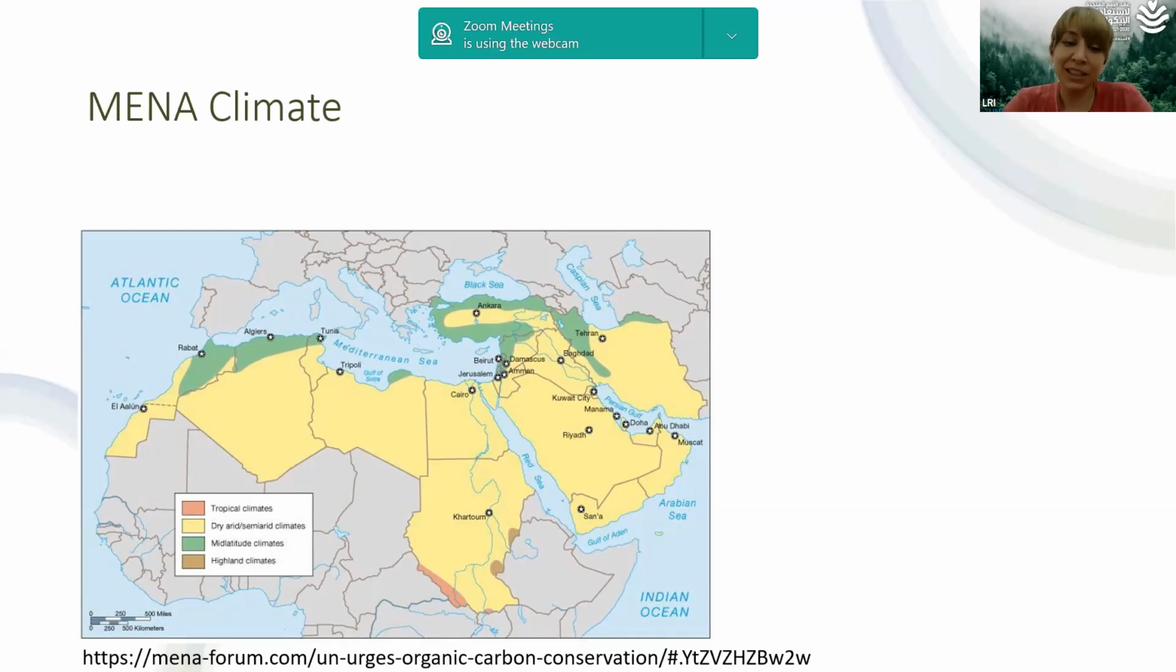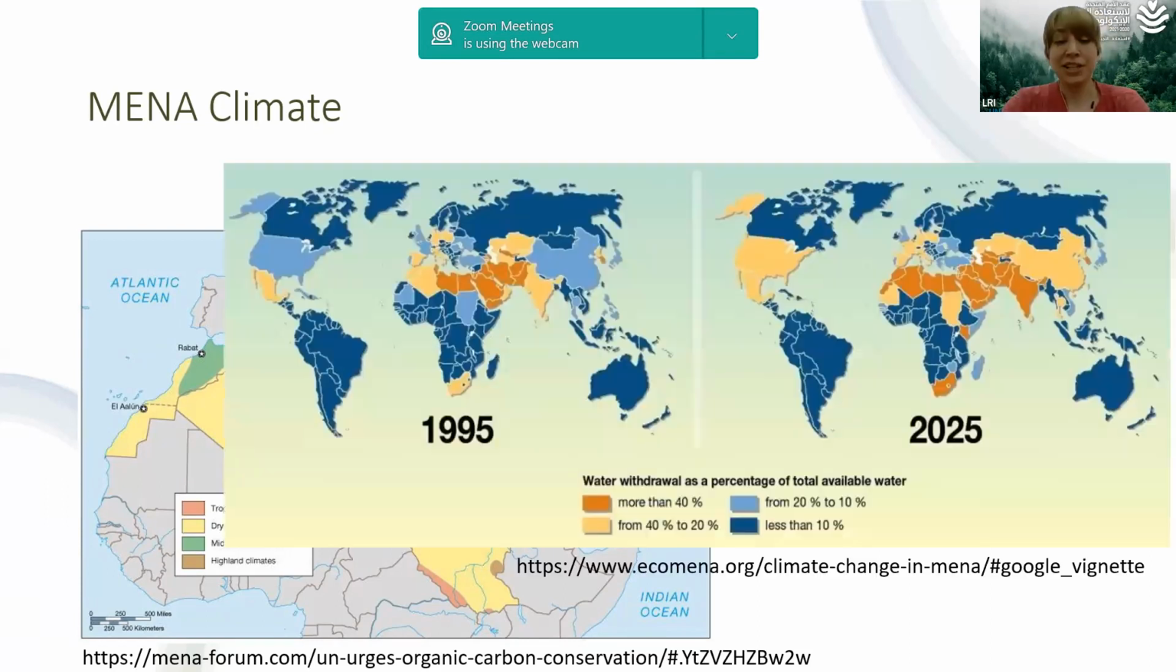As you can see on this map, most of it is in the dry, arid, and semi-arid climates, which is an important issue for us. With climate change, the water available by 2025 will be decreased drastically in most of that region. So this is where ecological restoration is so important, if we consider the scarcity of water within the region.